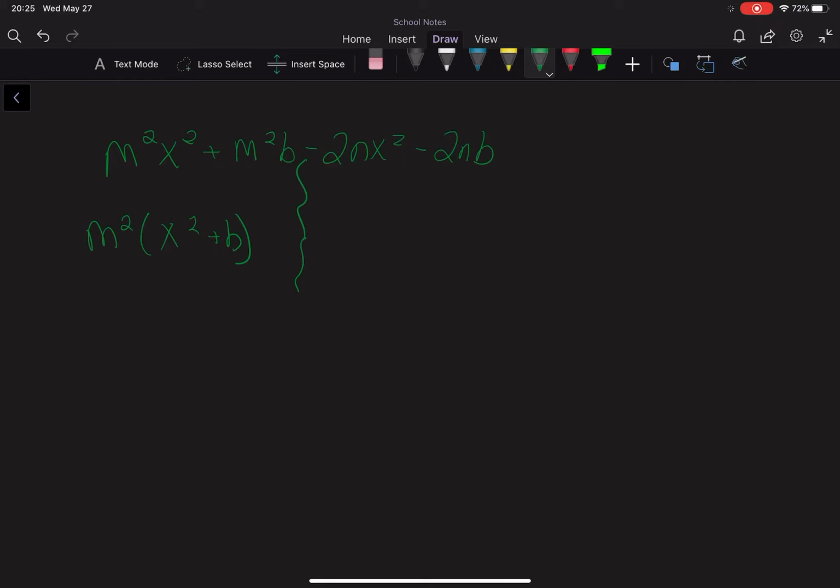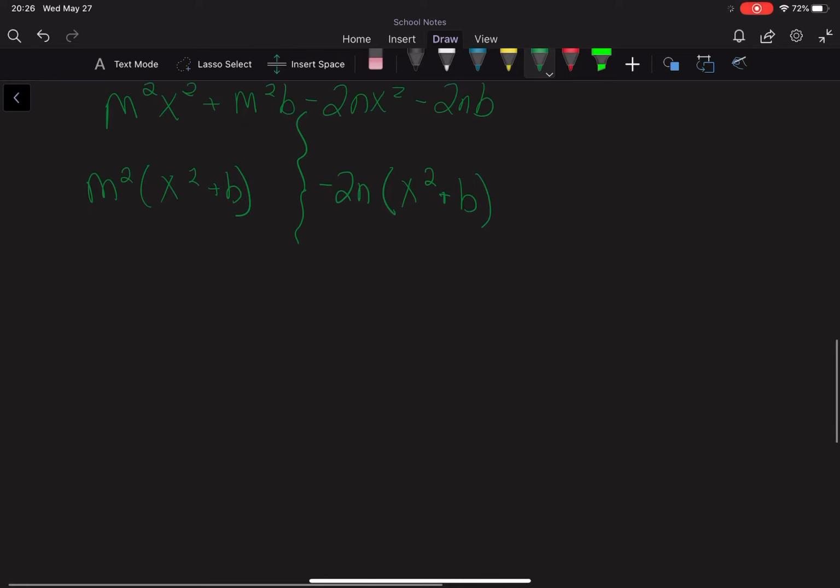And on the other side, we have negative 2n x squared minus 2nb. And so for this one, we can take out the negative 2n. And we're going to be left with x squared plus b. And so we're left with m squared minus 2n times x squared plus b. And we get this from, if we rewrite it and we pull out the x squared plus b as the common term.